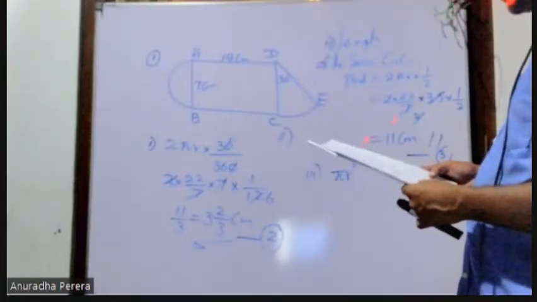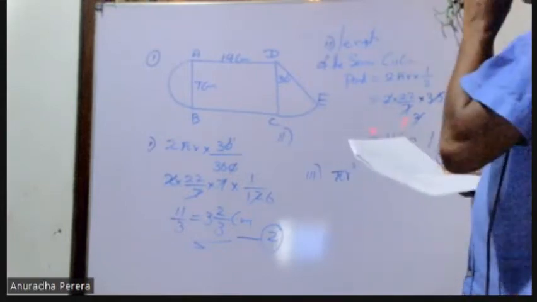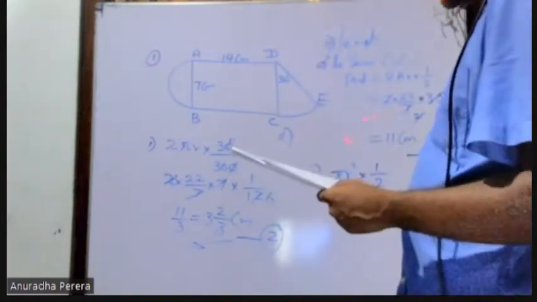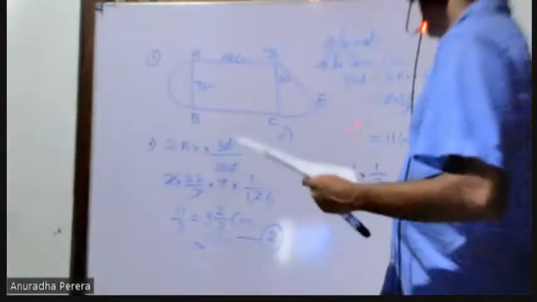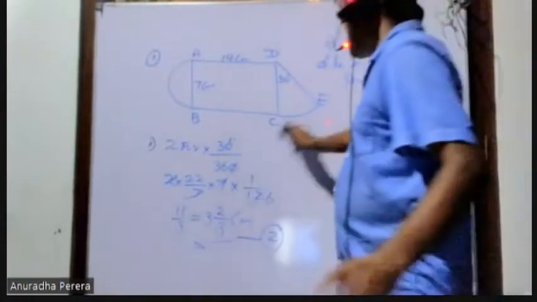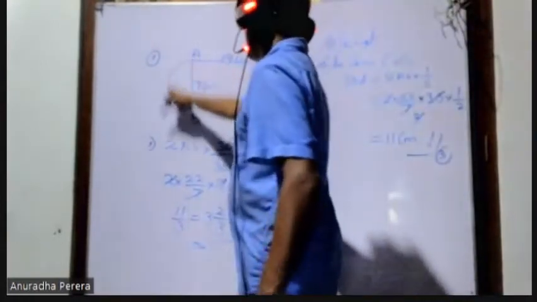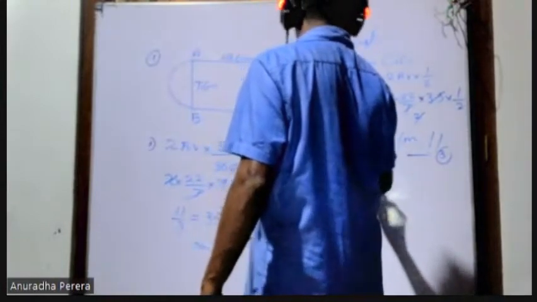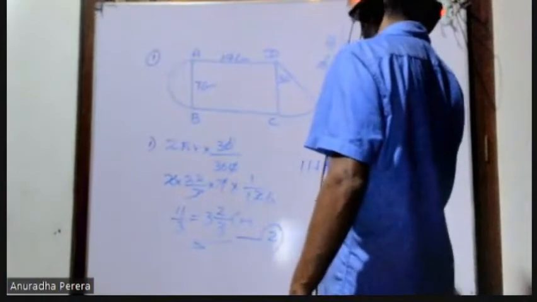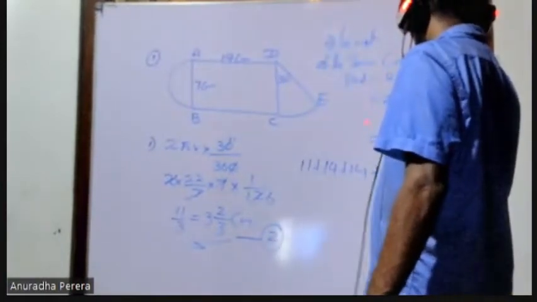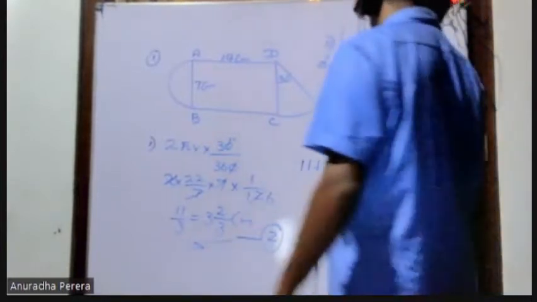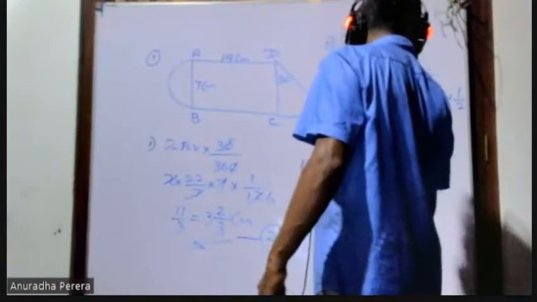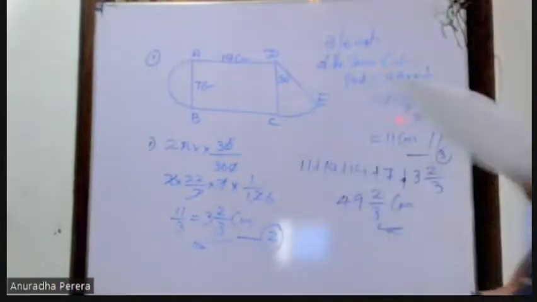Third one, find the area of the semicircular part: pi r squared into half. Sorry, the question is perimeter. Then we have to find the perimeter of this. Start from this part: 11 plus 3, 14. This one is 7. Plus this arc length is 3 2 over 3. The final answer is 49 2 over 3, or 49.6.